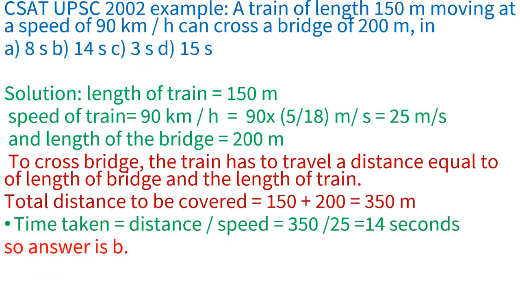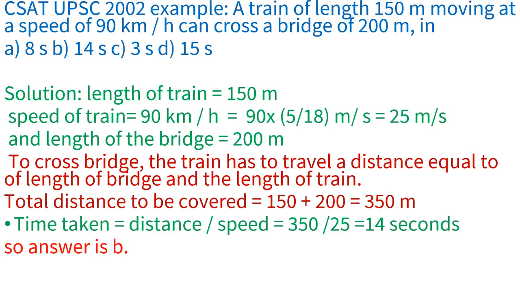Now an example: a train of length 150 meters moving at a speed of 90 km per hour can cross a bridge of 200 meters in this time. So the length of the train is 150 and the speed of the train is 90 km per hour, and we know the formula. In this case, we will add both the train length and bridge length. That will be the total distance covered. So that will be 150 plus 200, 350 meters.